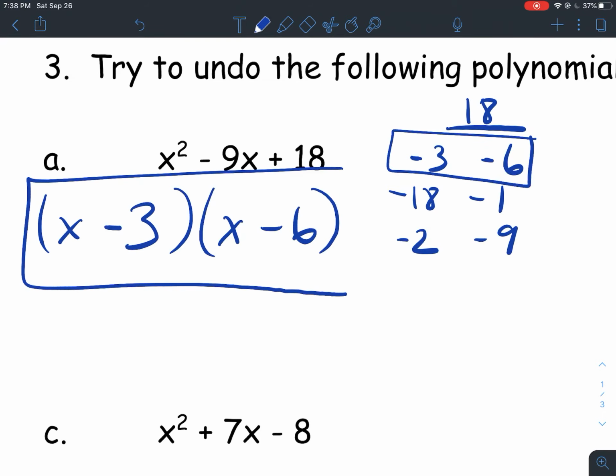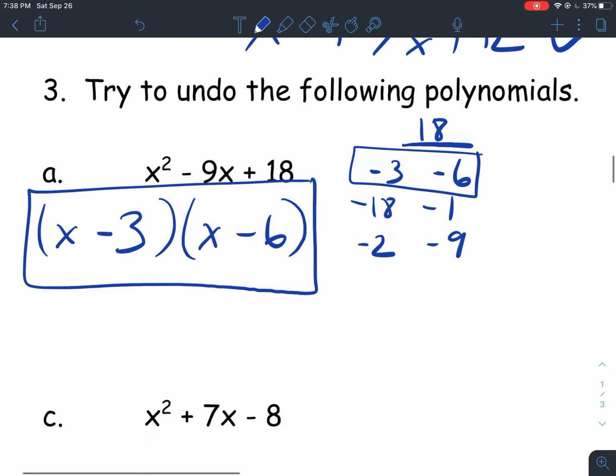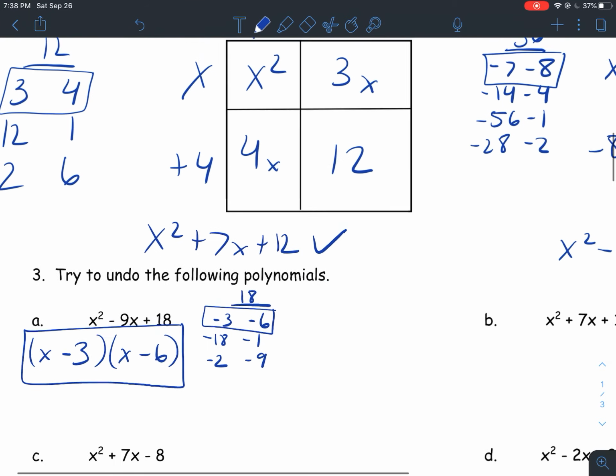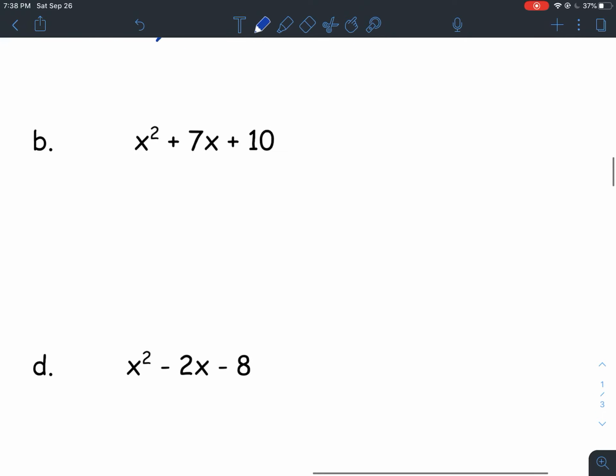Now, here's my answer. If you are more comfortable with using the area model, if you want to draw the boxes out and do it the way that we did previously, feel free to do that, or you can do it the way that we did yesterday. So if you prefer the area method and you want to draw out your boxes to factor, feel free.